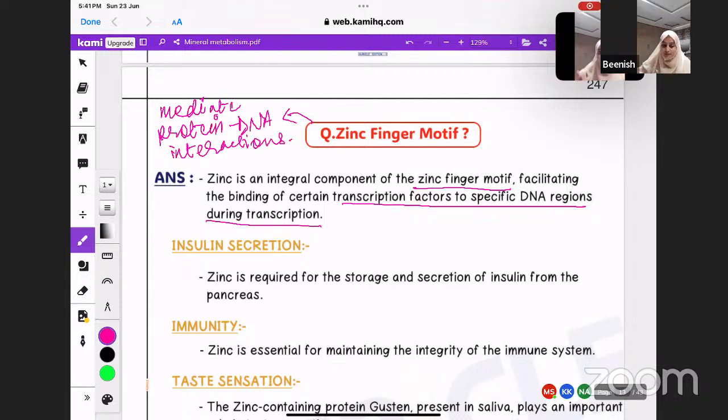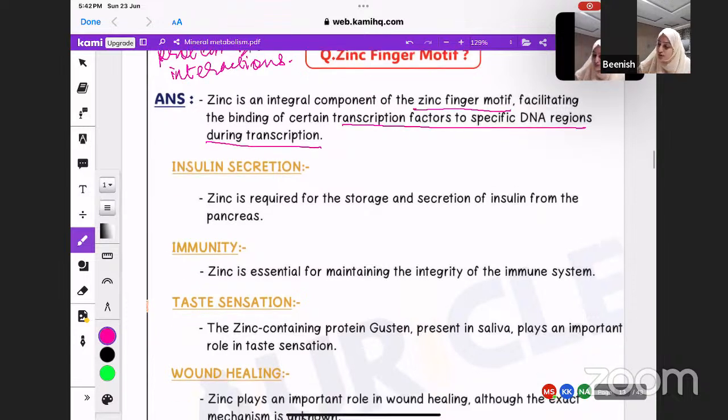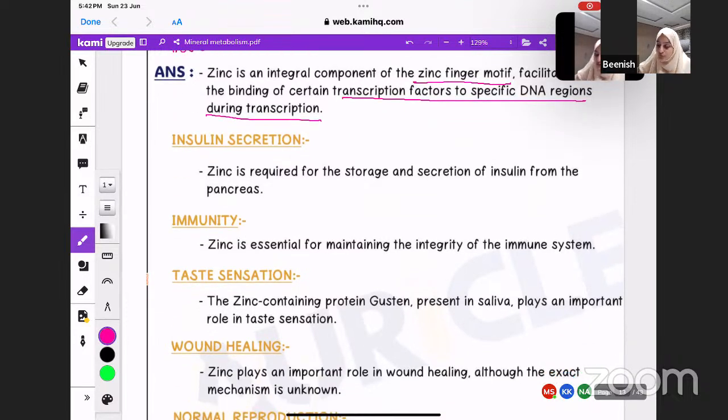I'll repeat myself once again. These are DNA binding motifs. Okay, so the DNA is going to bind to zinc finger motifs. Your transcription factors have finger-like structures to which zinc is coordinated, hence the name zinc finger motifs. So your transcription factors have zinc finger motifs, and they help in the interaction of DNA and the protein. Okay, so they're involved in DNA-protein interaction. So that is the structure and function of zinc finger motifs. Now, insulin secretion.